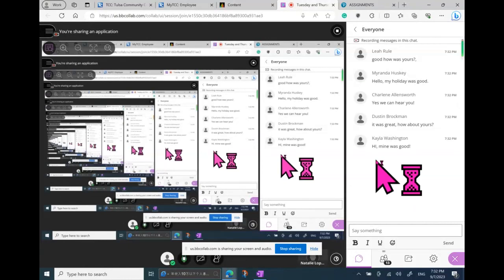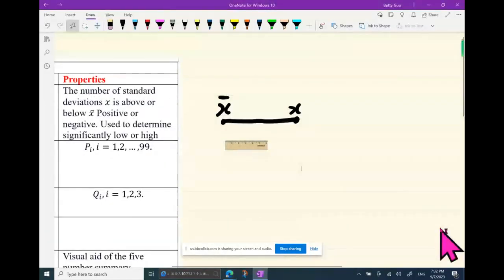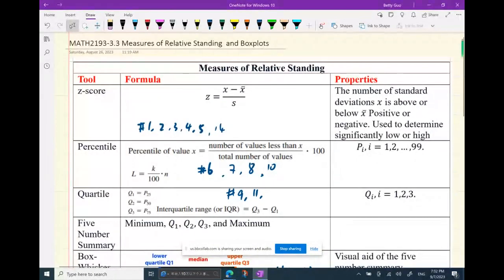Perfect. So today, based on the syllabus, we are going to learn section 3.3. Before this section, in the first section of chapter 3, we learned measures of center: mean, median, mode, mid-range. In section 3.2, we learned measures of variation: standard deviation, variance, and range. Today, we are going to learn measures of relative standing. So that's section 3.3. What is relative standing?